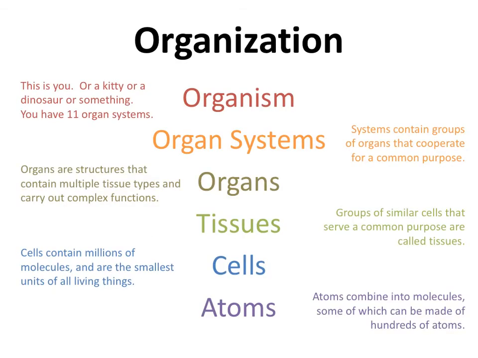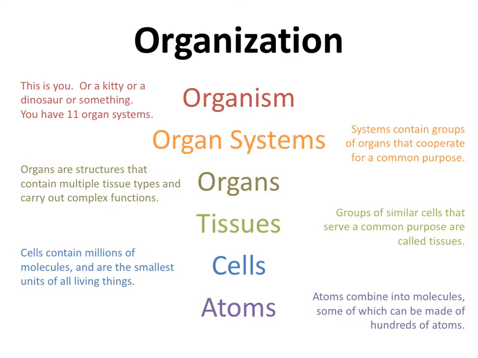Let's look and see how the human body is organized and some of the various body systems that we'll be talking about this semester. All right, so let's start big, with an organism. It could be a cat or a dinosaur, whatever. But the whole organism is going to contain 11 different body systems. When we're looking at vertebrates, that's what we've got, 11 body systems, or organ systems.